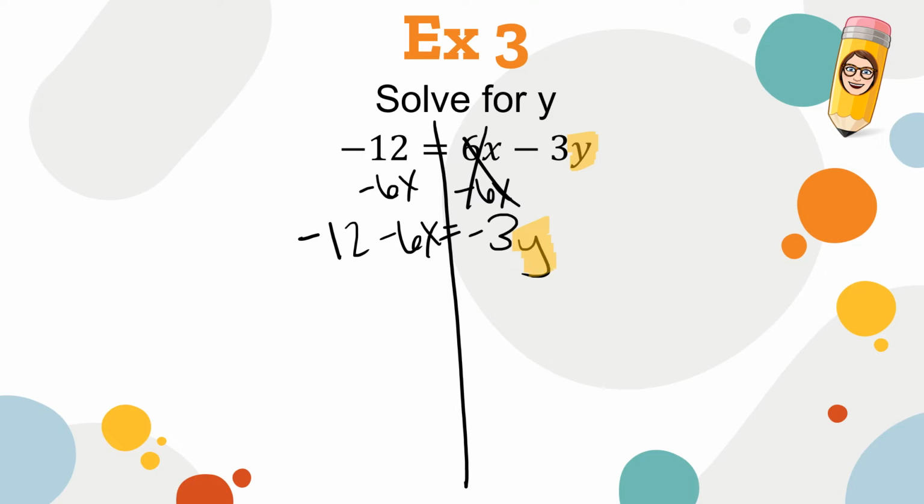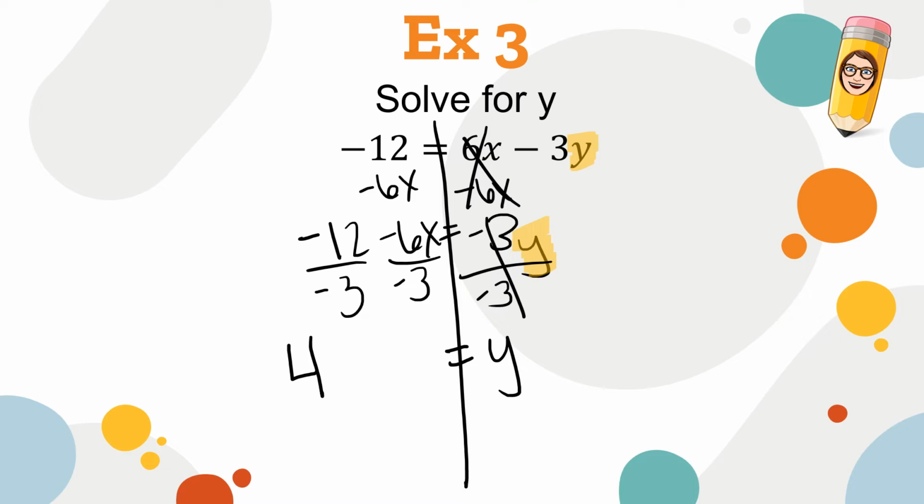Next, I have a -3 times y, so to undo it, I'm going to divide every piece by -3. Careful with that negative, okay? Opposites go away. The y falls down. -12 divided by -3 is positive 4. -6 divided by -3 is positive 2. Okay, so we have isolated y. Our signs have changed all kinds of ways. But now I have my expression that is ready for the substitution method.